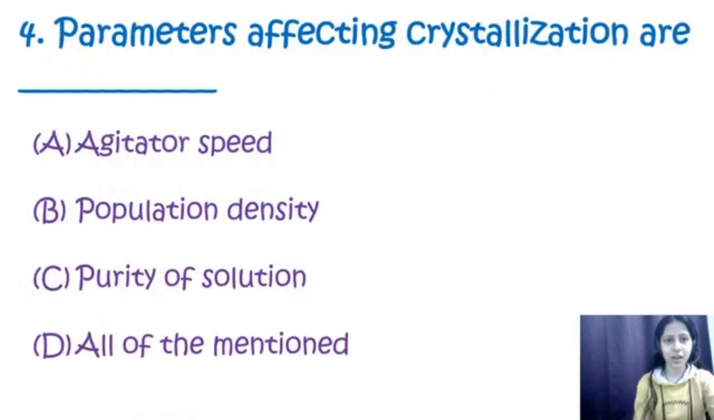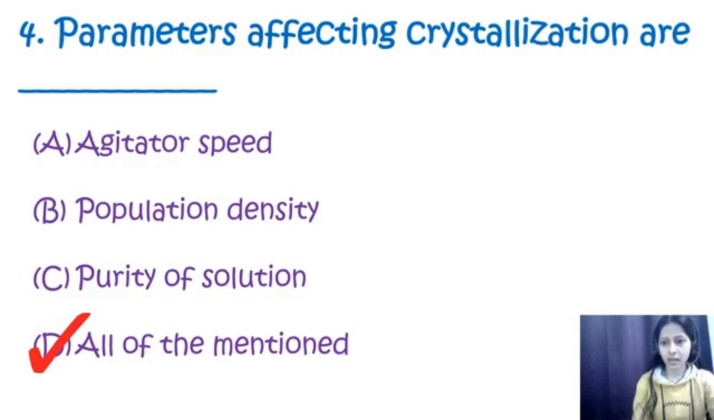Number 4. Parameters affecting crystallization are A. Agitator speed, B. Population density, C. Purity of solution and D. All of the mentioned. So the correct answer is all of the mentioned. क्योंकि agitator speed, population density and purity of solution, these all affect the crystallization.